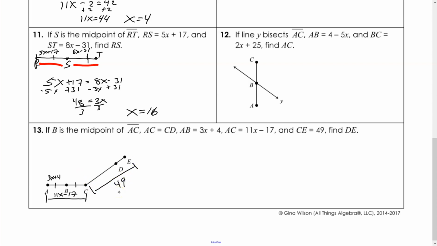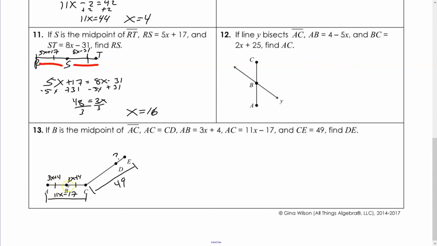We need to find DE, so we're missing this. So the key is we need to find CD. Now if we find CD, we can subtract it from 49. Well, we know that AB and BC are the same, or they're congruent, right? So if AB is 3x plus 4, then BC is 3x plus 4.